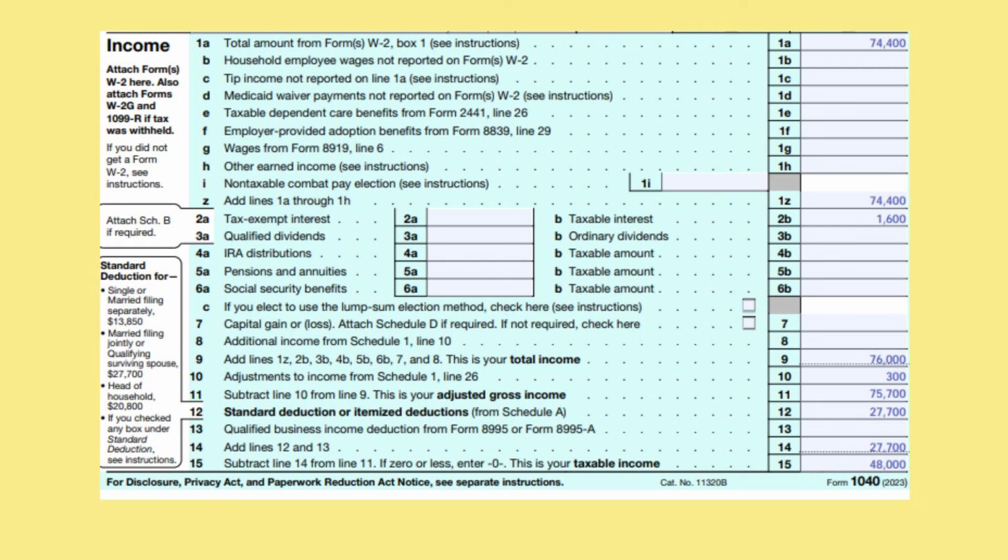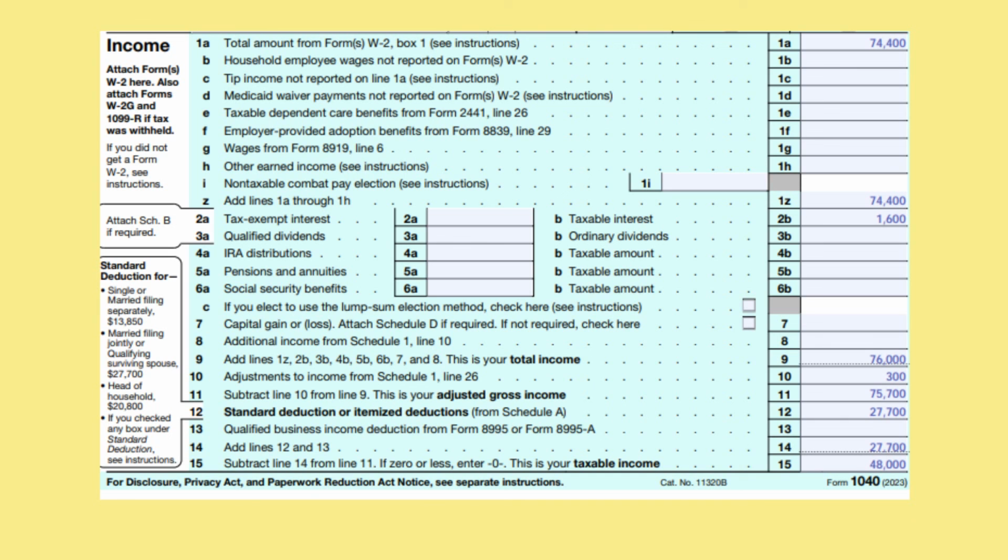On line 1E, put your taxable dependent care benefits. The amount would be reported to you in box 10 of your Form W-2. First, complete Form 2441 to see if you can exclude part or all of your benefits. On line 1F, put your employer-provided adoption benefits. This would be reported to you in box 12 of your Form W-2 with a code T. You would then complete Form 8839 to see if any of them are taxable.